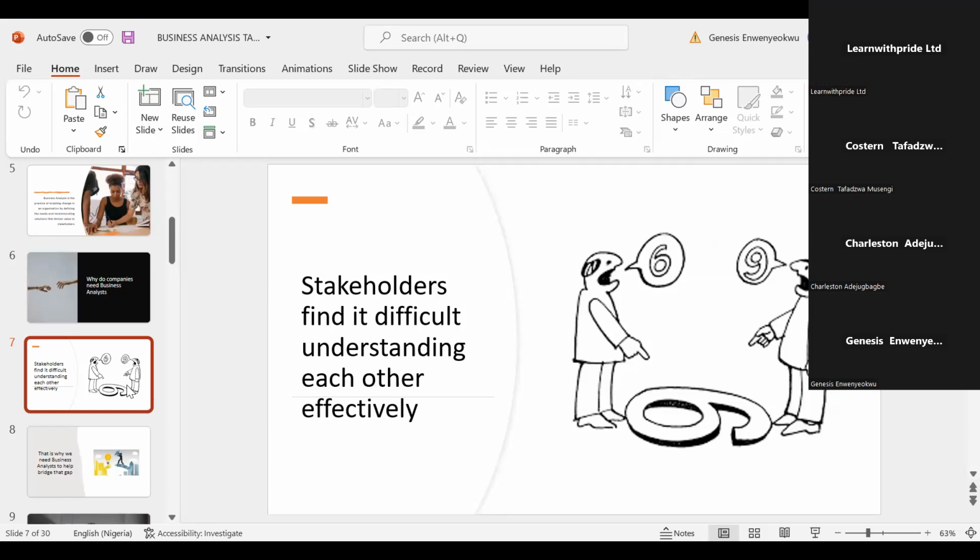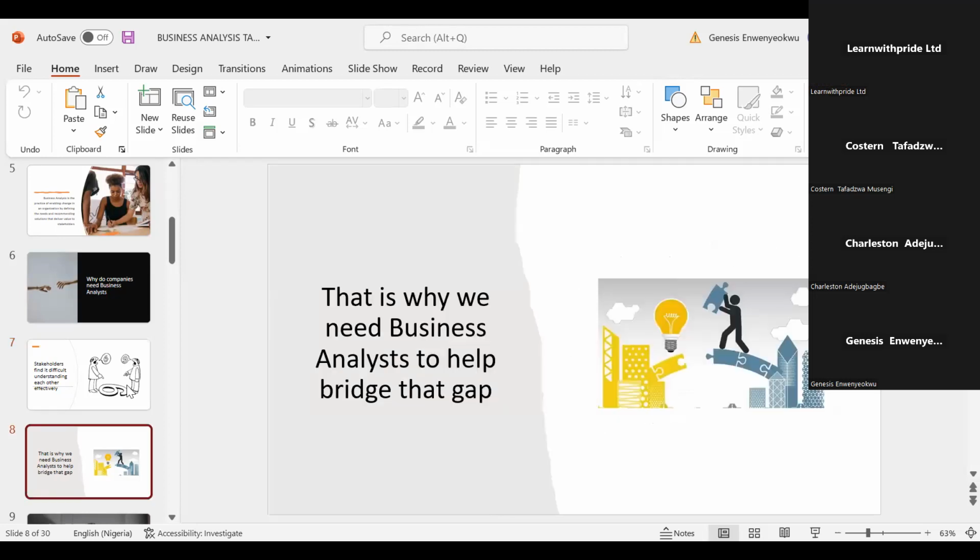Business analysts basically came on to help ensure that the communication gap between the business and the back office, which is the technical team, is bridged. So they come to bridge the gap to ensure that there is effective understanding. Bridging the gap between the business and IT, or between the back office and the front office, is what business analysis does, or what business analysts do.